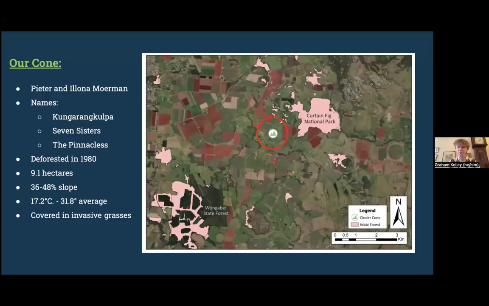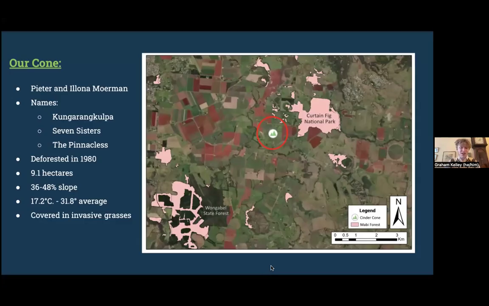This cinder cone has gone by many names over the years. Many in the area refer to it as one of the Pinnacles or one of the 7 Sisters, referring to the Aboriginal tribes that called these 7 cinder cones the 7 Sisters because of some local religious significance that they had. This cinder cone in particular was deforested in 1980, and it has an area of about 9.1 hectares with a slope of 36 to 48 degrees at different areas of the cinder cone, which is extremely steep.